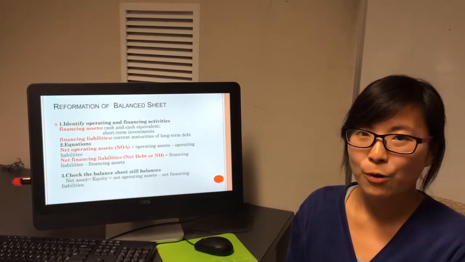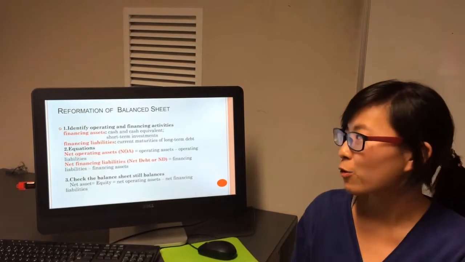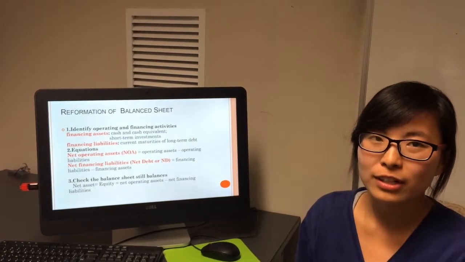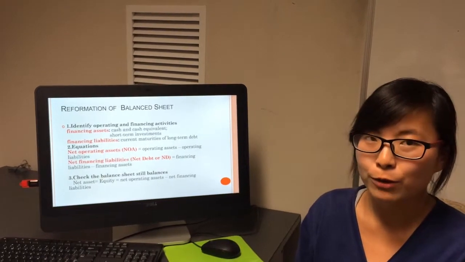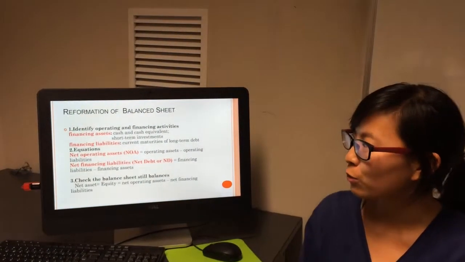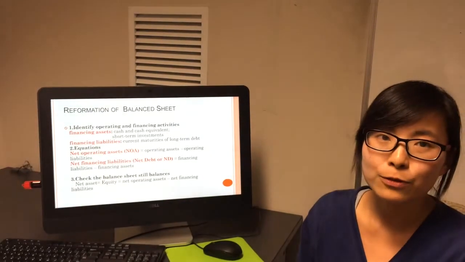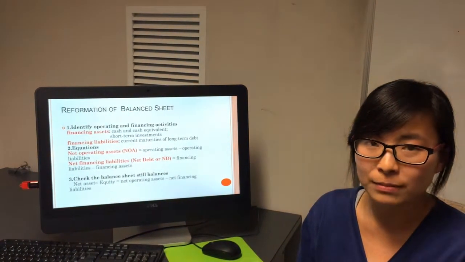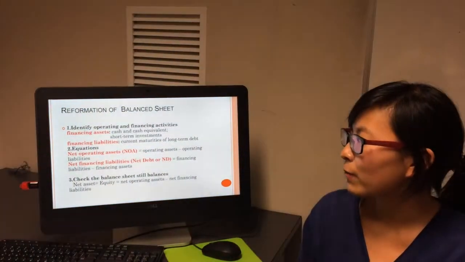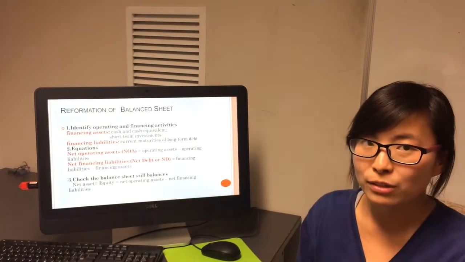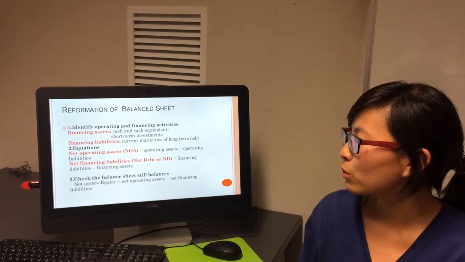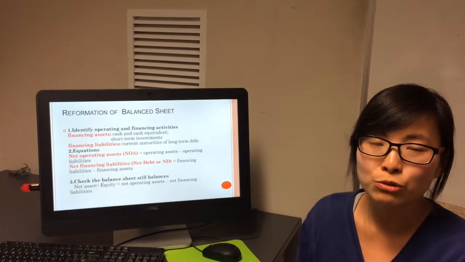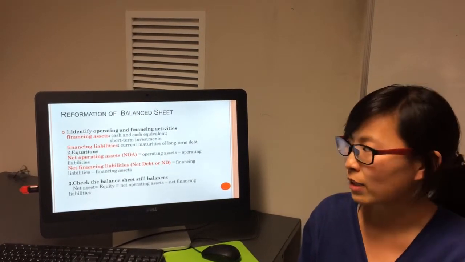In my part, I will present how to reformat the balance sheet of the Crispy company. Actually, there are 3 steps to follow if you want to reformat the balance sheet. In the first step, you should identify operating and financing activities. It's very easy to identify the operating activities, but we should remember that if you want to identify the financing activities, this item should bear a market rate of interest.